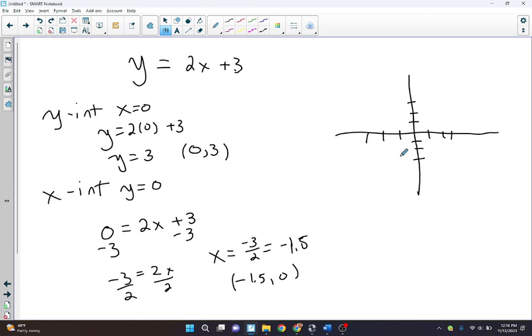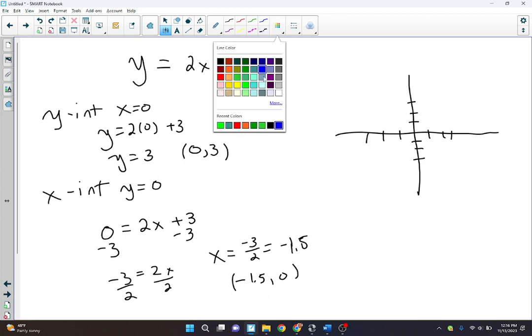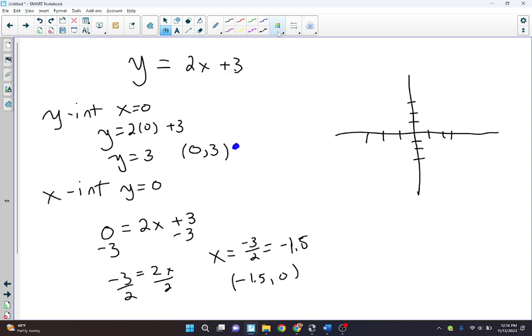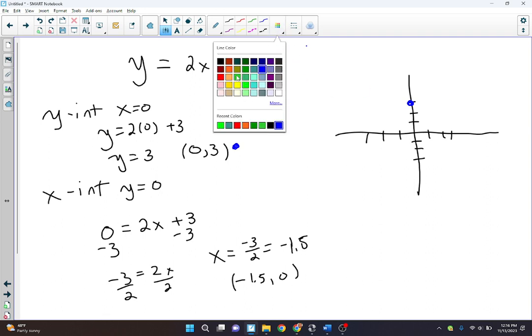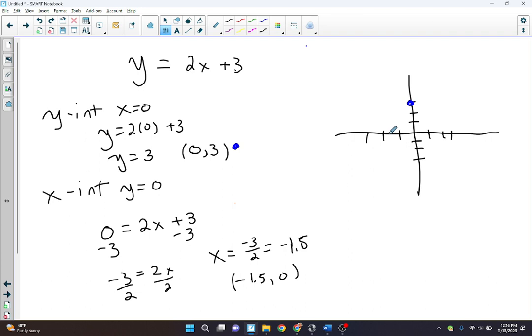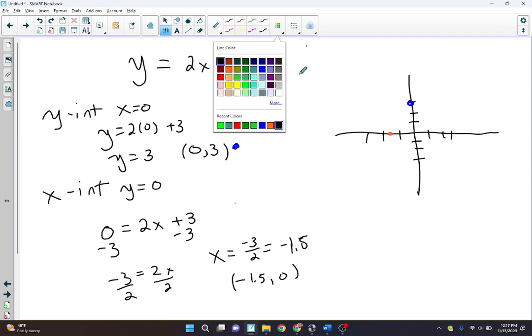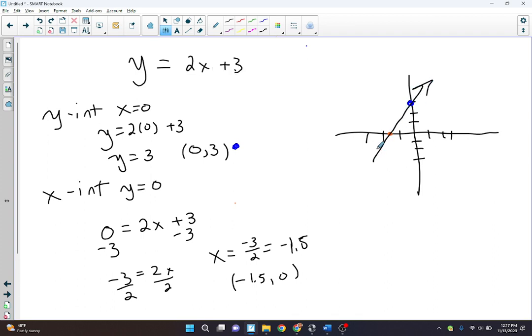Thank you. So for this one, the y-intercept is at 0, 3. So I put a dot there. My x-intercept happens to be at negative 1.5. Negative 1.5 is between negative 1 and negative 2, so I put it in the middle. After that, you connect the dots.